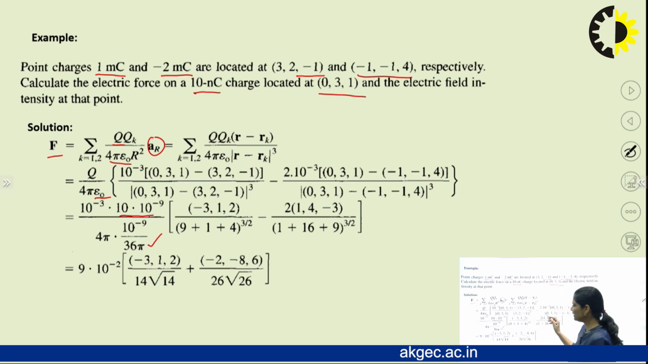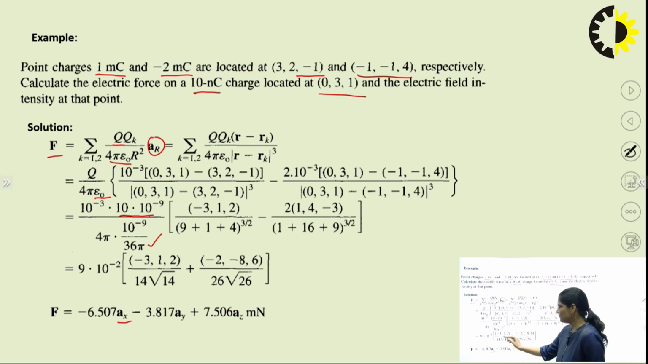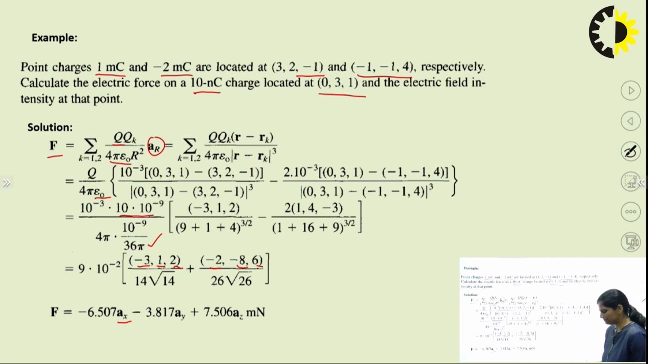Now you can put all these values and find out the result, and that is equal to what? Minus F is equal to minus 6.507 unit vector of x, because these are the coordinates of x, then y, then z. So you will get the force in the form of coordinates x, y, z in milli-Newton. So this is your force.